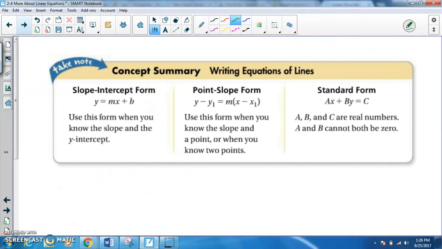So our concept summary here, we have slope-intercept form, where we have y equals mx plus b, and we use this when we know the slope and the y-intercept. Hence, slope-intercept form. Point-slope form is y minus y1 equals m times x minus x1, and we use this when we have the point and the slope. Then we have standard form, ax plus by equals c, where a, b, and c are real numbers, and a and b cannot both be 0.